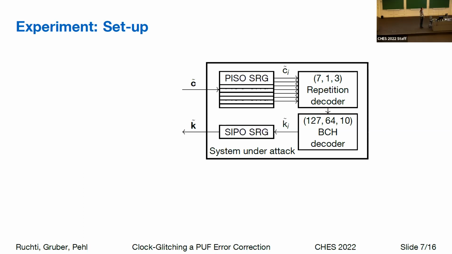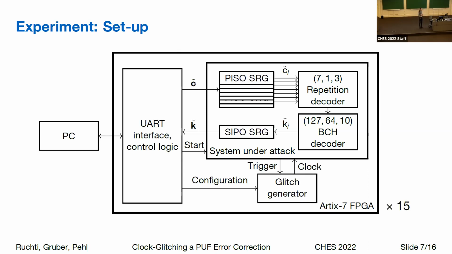domain. In the following, I will be focusing on the BCH decoder because that naturally is implemented in a serial manner. So when we are talking about the code word bits, we are talking about these 127 bits. The repetition decoder is still in there because, as we'll see later, its delay performance is important for the attack. Around that system under attack, we wrap a design which provides a glitchy clock to that design. So we have an on-chip glitch generator on our Arctic 7 FPGA test system.